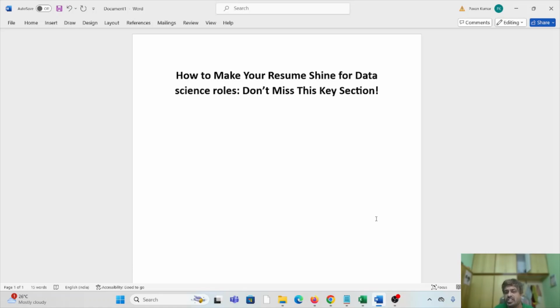Only if you mention the projects, your resume will stand out, and it will be an added advantage for you to stand out from the other candidates who have not mentioned the projects in their resume.